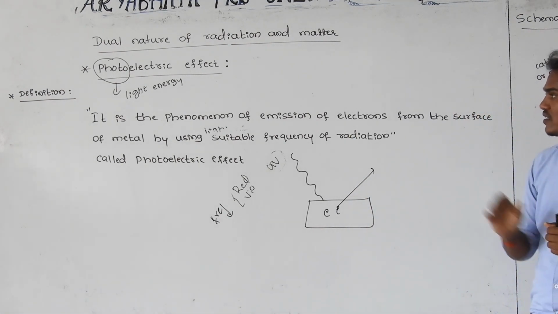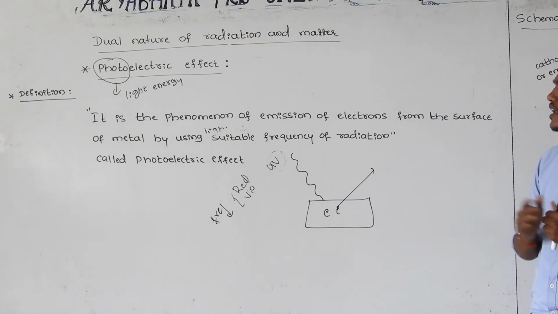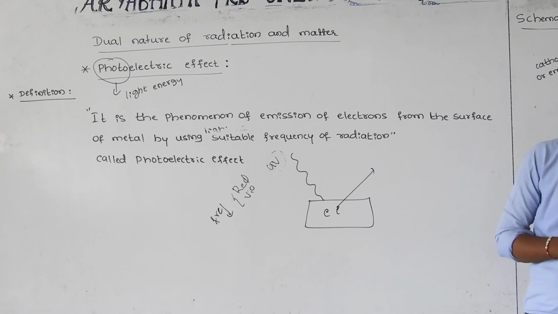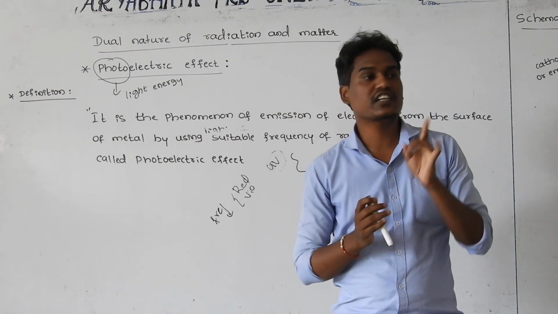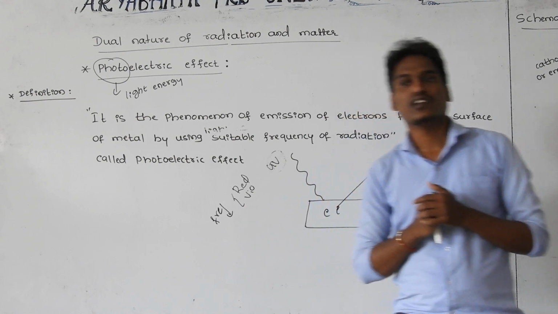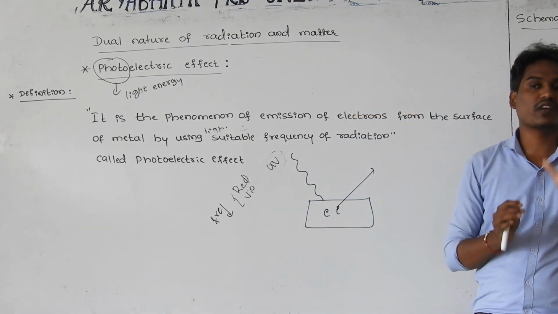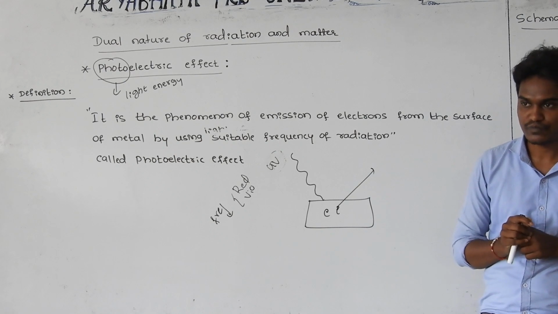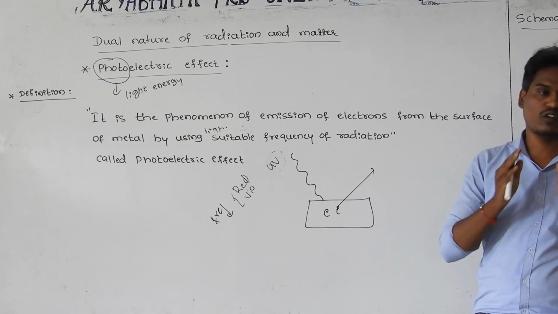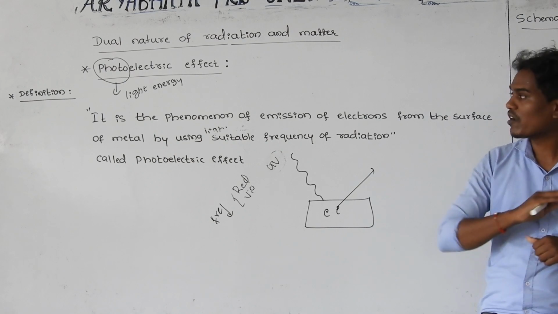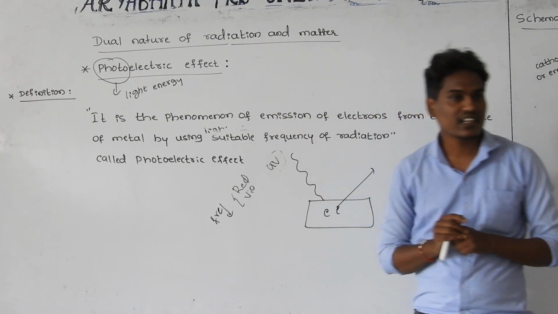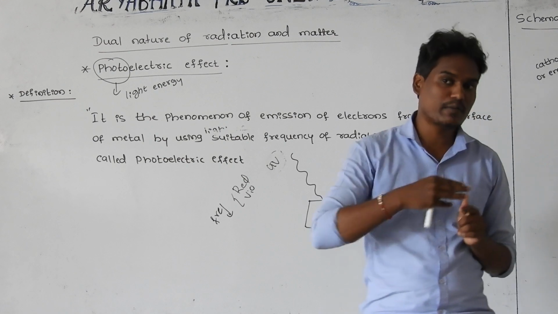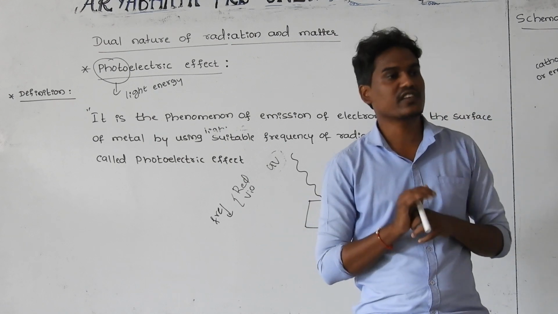That's why the definition of the photoelectric effect is: it is the phenomenon of emission of electrons from the surface of the metal by using which energy? Light energy. But the condition is that the light should have a suitable frequency, a certain frequency. If it has a low frequency, then you do not get a photoelectric effect. Photoelectric effect means the phenomenon of emission of the electron from the surface of the metal.